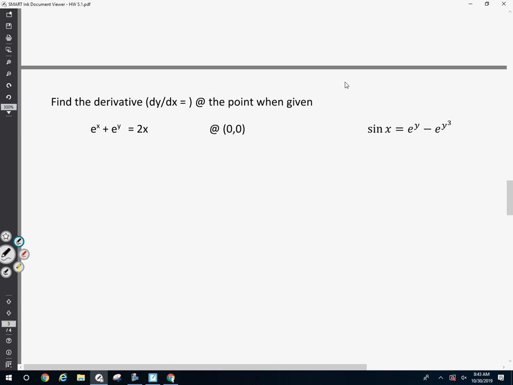All right, now we got e's. We'll have logs. Find the derivative. Derivative of e to the x, e to the x, that's great. Derivative of the e to the y, using the chain rule, it'll be e to the y times dy/dx. Derivative of 2x is 2. Subtract the e to the x, divide by e to the y.